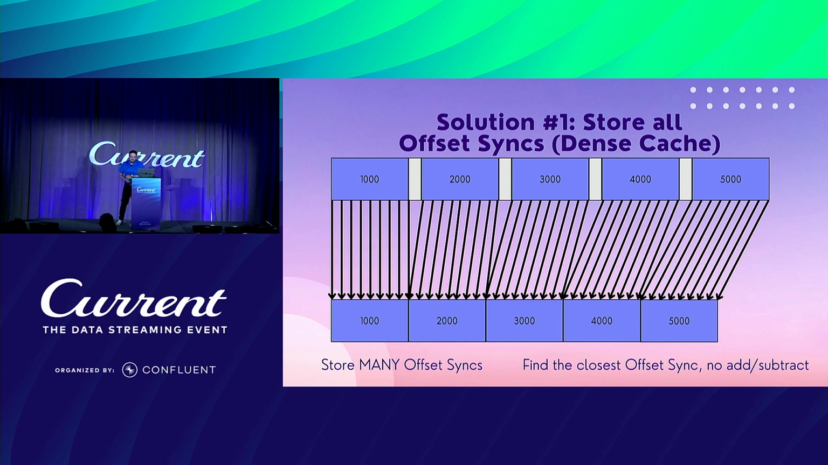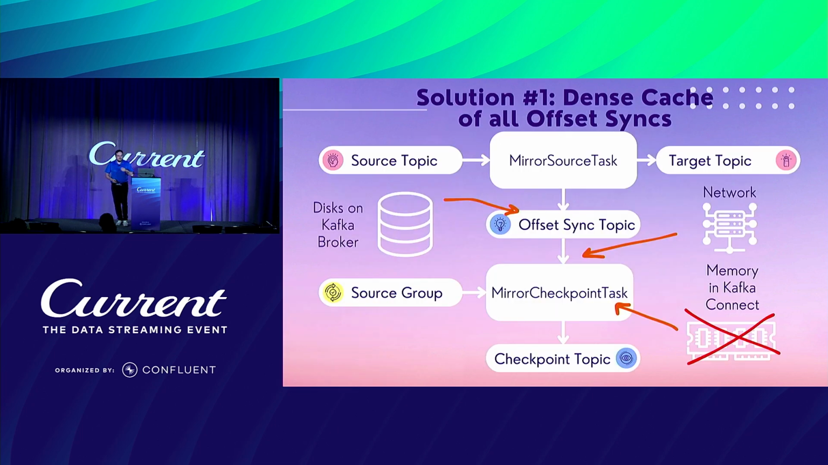To talk about how absurd it is, I want to talk through the diagram. Some of the details I left out of the architecture diagram earlier are related to where the data actually lives. In practice, the offset sync topic data is stored on a Kafka broker on a hard drive or even an SSD. It's transported over a network to the mirror checkpoint task where it's actually loaded into memory. And in this strategy of storing every offset sync, we blow our memory budget instantly.